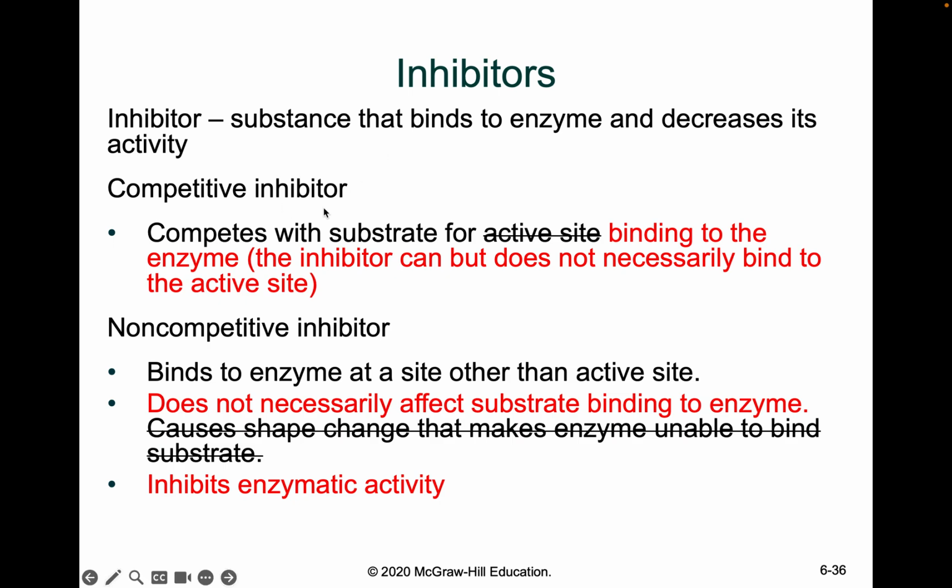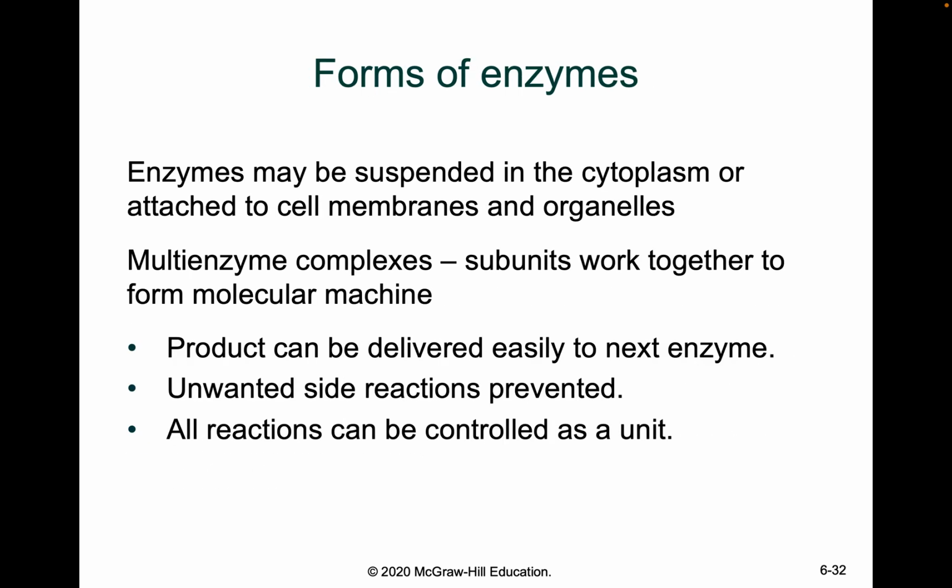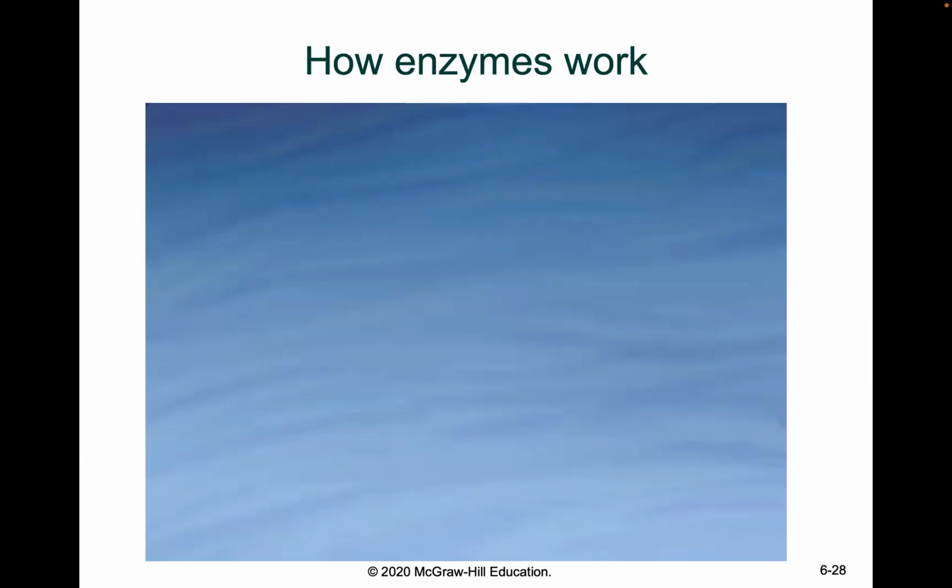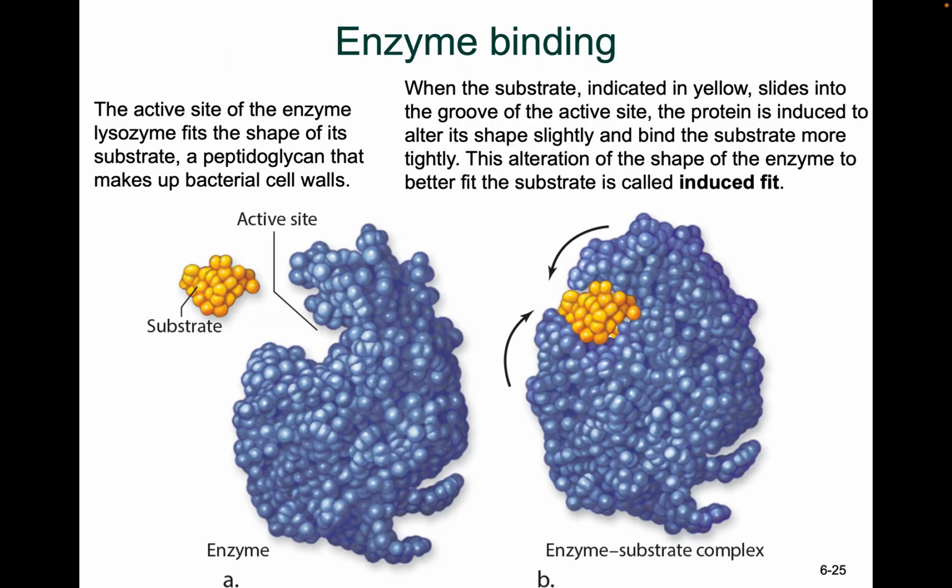To really understand competitive and non-competitive inhibitors, you need to go back and memorize that enzymes have two states. They have a free enzyme, meaning the enzyme doesn't have any substrate, and then you have the enzyme-substrate complex, meaning the enzyme is bound to the substrate. So enzymes have two different states: free enzyme and enzyme-substrate complex. Keep that in mind.